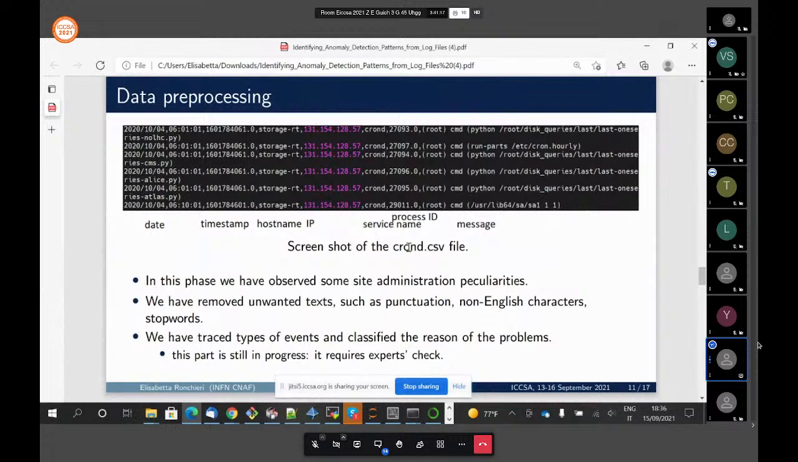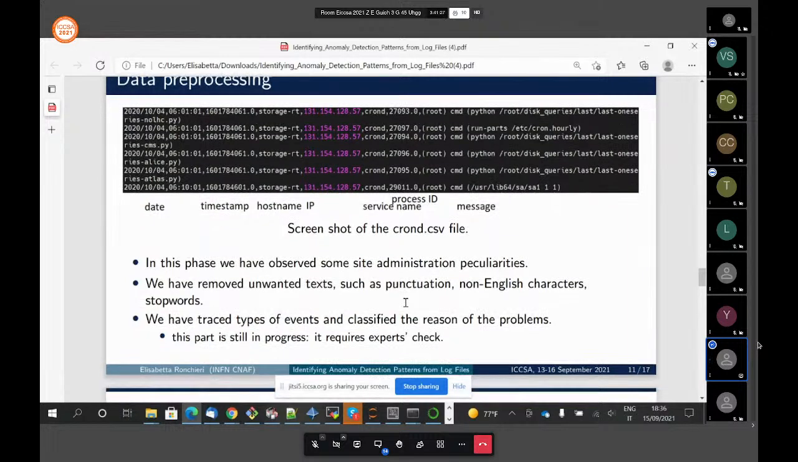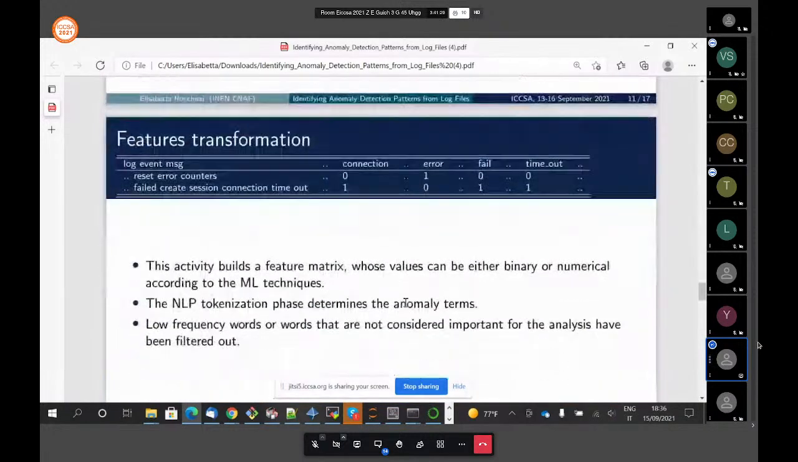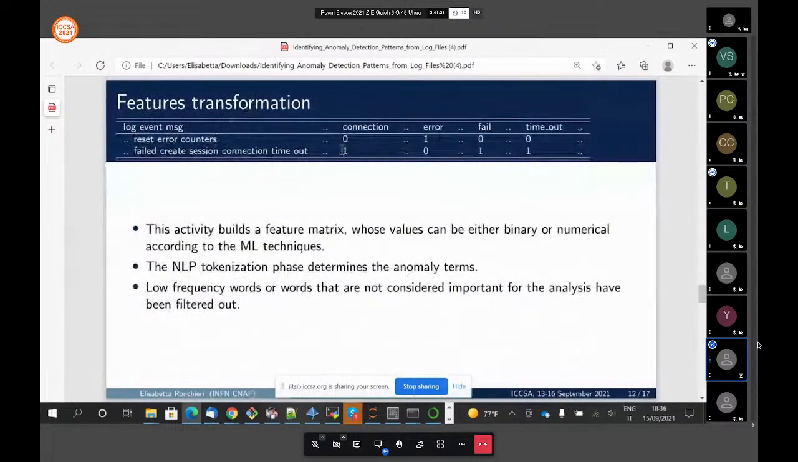Here is reported the file transformed in CSV form. At this point, we remove from the messages text that is not considered important. Here is reported an example of the feature that we obtain applying the NLP methods. As you can see, each text is transformed into a set of terms, and one value shows where the terms appear in the messages.